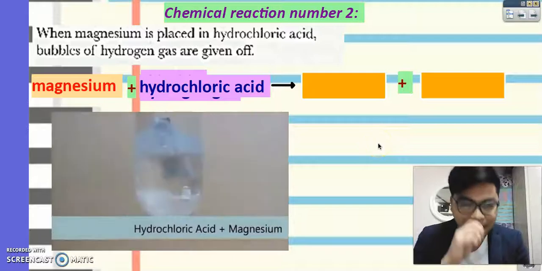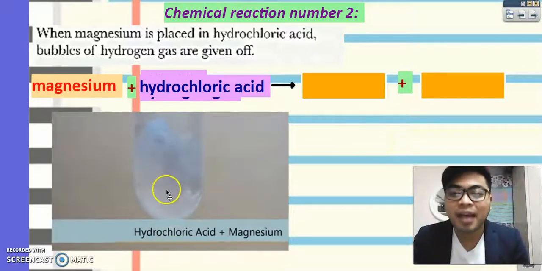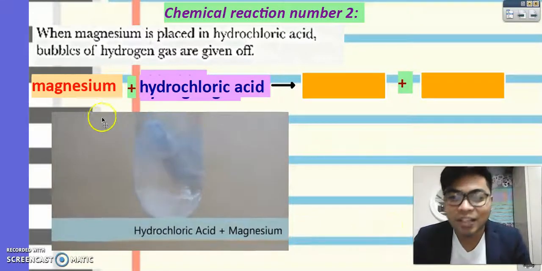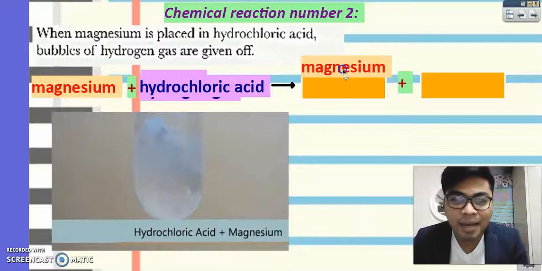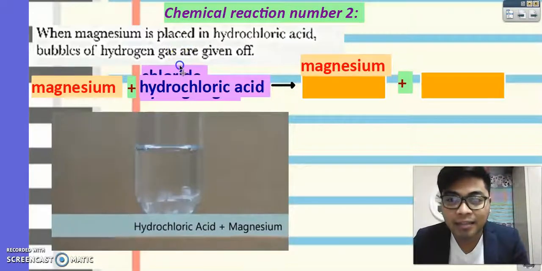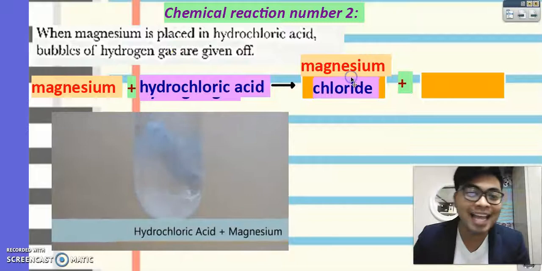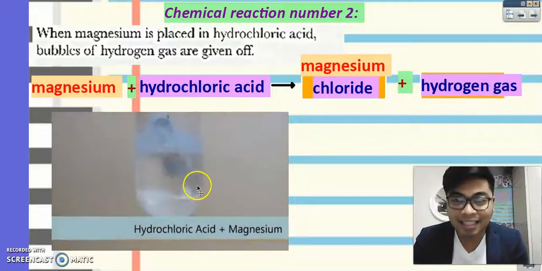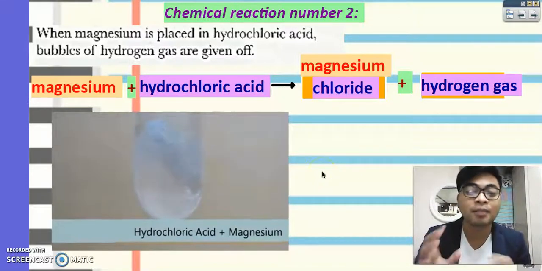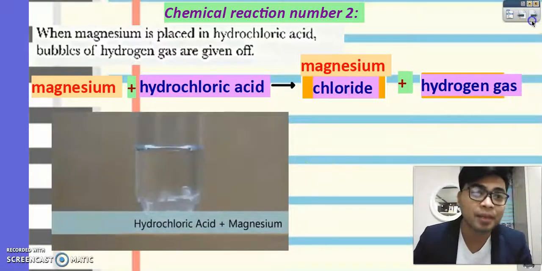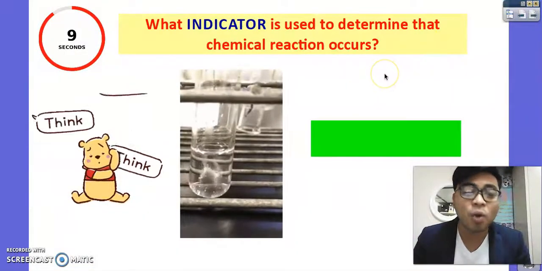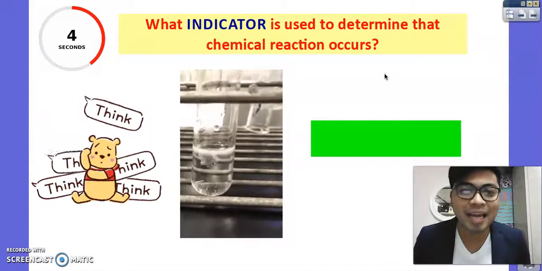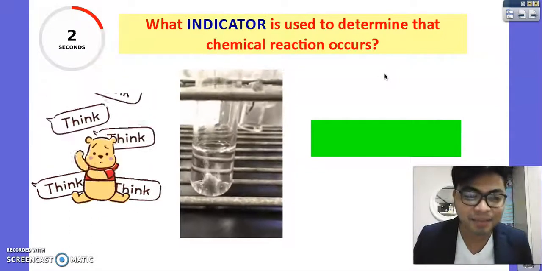Number 2, chemical reaction. I have here hydrochloric acid plus magnesium. So recall our lesson about metal plus acid. What we are forming here is magnesium chloride, and it will release hydrogen gas in this process. So a chemical reaction takes place here. So the question here is, what do you think is the indicator used to determine that a chemical reaction takes place?